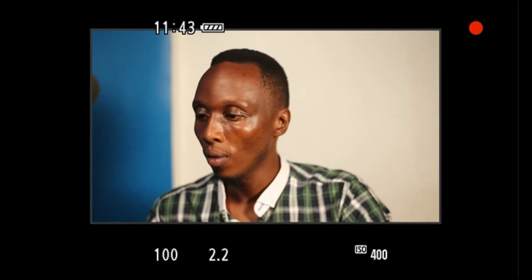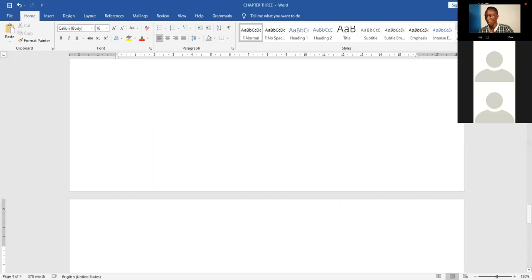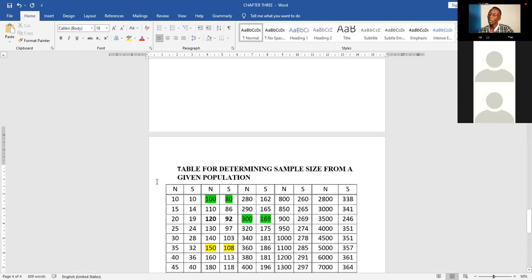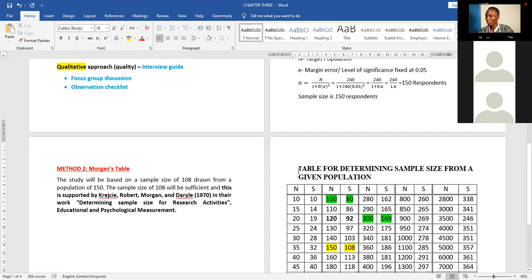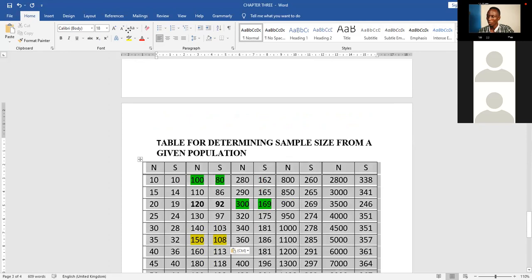So let us continue. This is another method, which is called Morgan's table. What is this Morgan's table about? Morgan's table is a table that was developed by 4 guys. Copy it and put it at the end of the work. I have it here. So this is the table that I'm talking about. This is the table that we call Morgan's table.